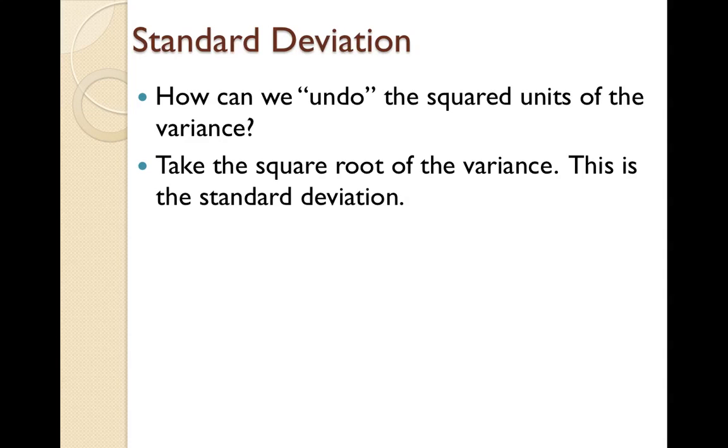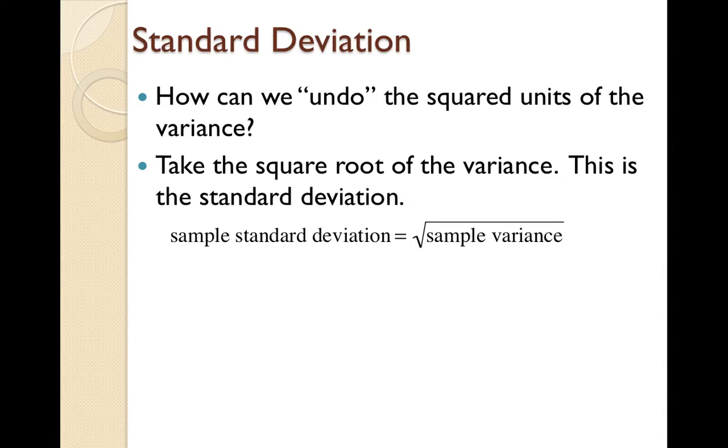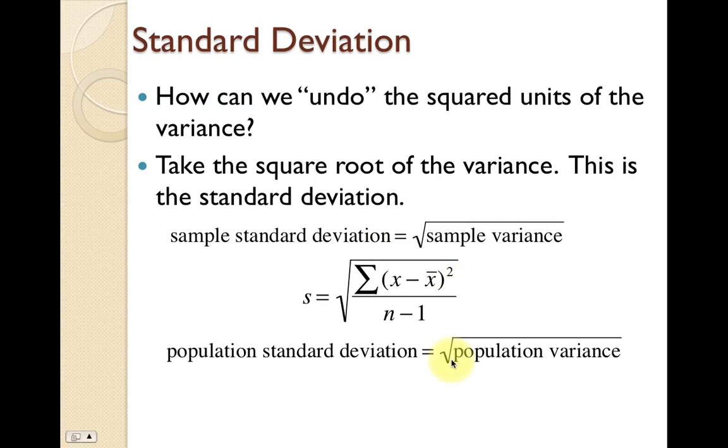If we take the square root of the variance, we get a new number, the third measure of variability, called the standard deviation. This is the most popular measure of variability. To get the standard deviation, we first get the sample variance, and then we take its square root, and that gives us the sample standard deviation. Same thing with the population. We first take the population variance, then we take its square root, and that gives us the population standard deviation.